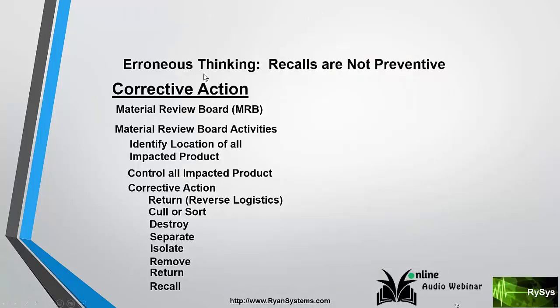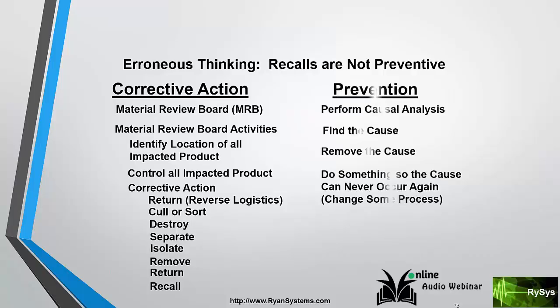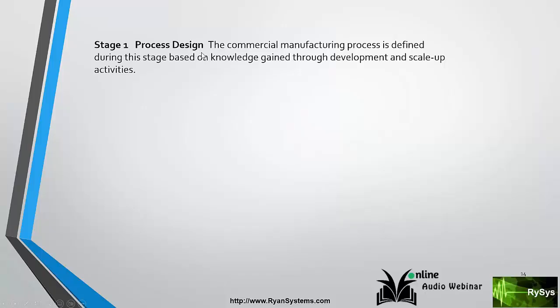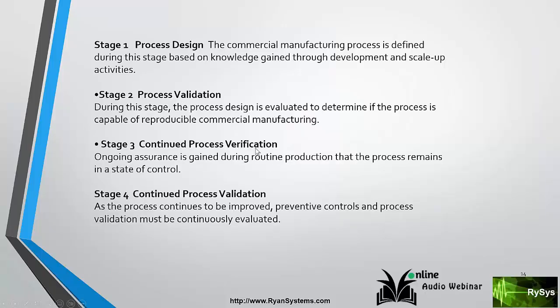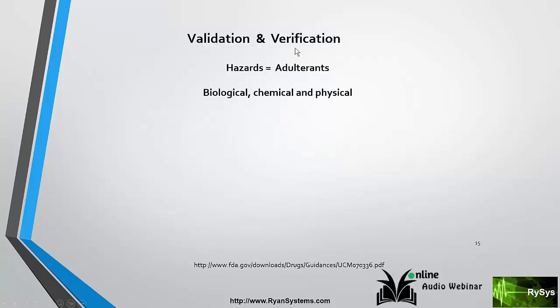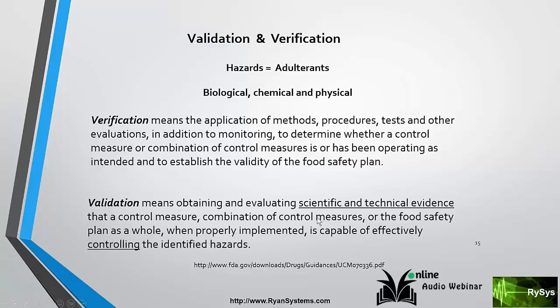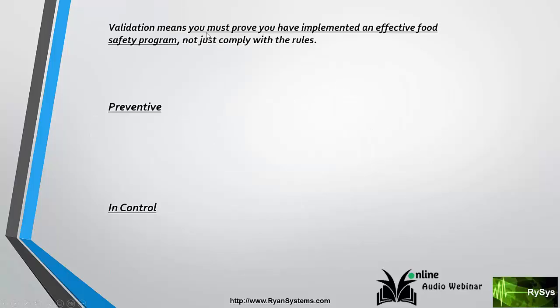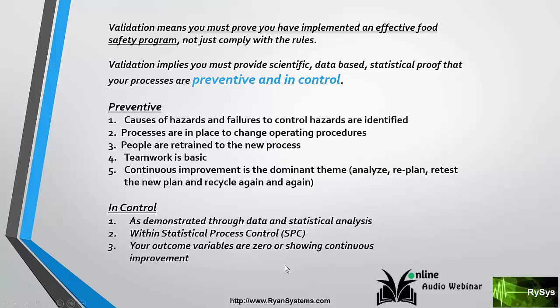I want to talk about corrective action versus preventive action, okay? Recalls, for instance. So we talk about process designs and then validation of the process. In verification, you're walking around looking at, is the process set up the way it should be? Okay, validation and verification. Hazards are adulterants, biological, chemical, and physical. That the control measures as a whole is capable of effectively controlling the identified hazards. Validation means you must prove you have implemented an effective food safety program, not just complying with the rules. Your outcome variables are 0 or showing continuous improvement.